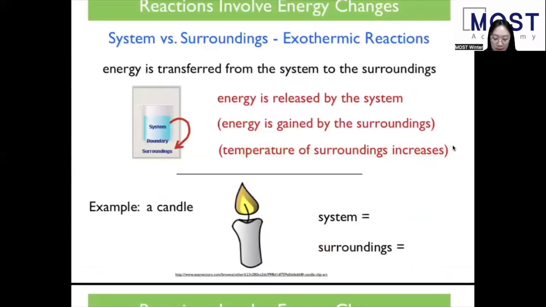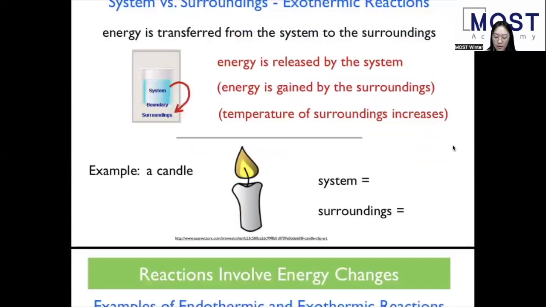So let's look at the system and surroundings in an exothermic reaction. Energy is transferred from the system to the surroundings. Energy is released by the system and gained by the surroundings. For instance, a candle. In the candle, energy is released. Where is the energy released? The candle releases thermal and light energy, right? And what about the surroundings? The surrounding air temperature increases, right? So therefore, the surroundings absorb the released thermal and light energy.